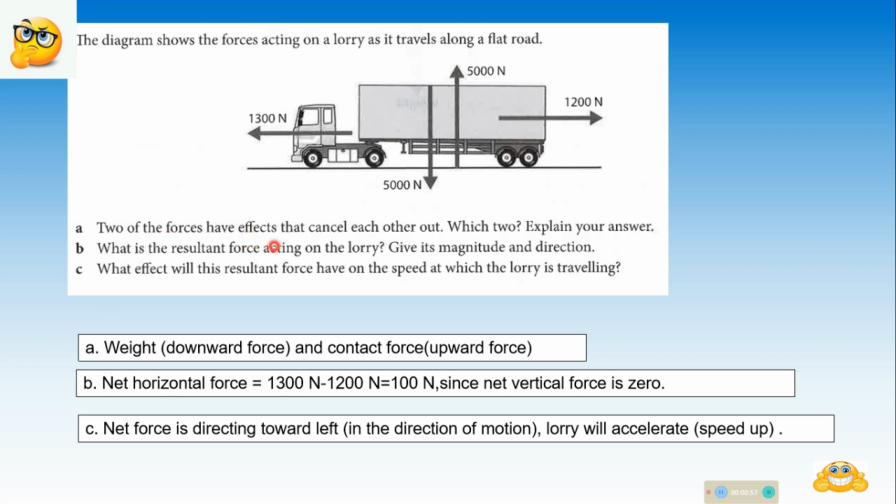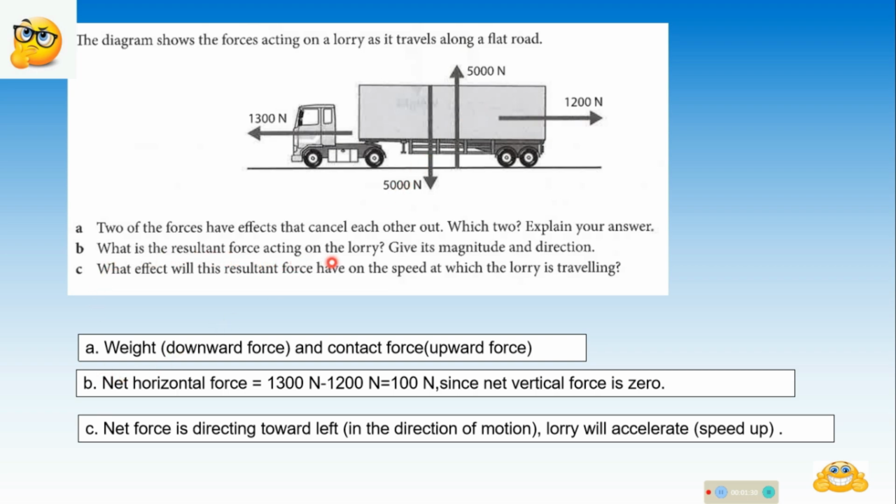Two of the forces have effects that cancel each other out. Which two? Explain your answer. So there are two forces: the weight of the lorry, which is acting downward at 5000 Newton, and a contact force which arises due to the contact between the lorry and the road. This is a contact force acting upward, and the magnitude is 5000 Newton as given here. So these two forces cancel out each other.